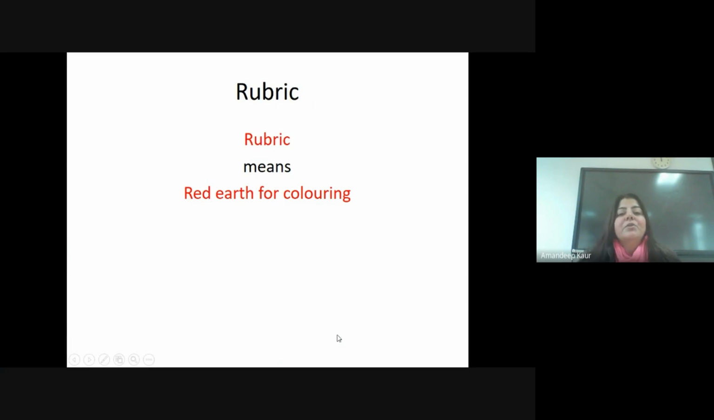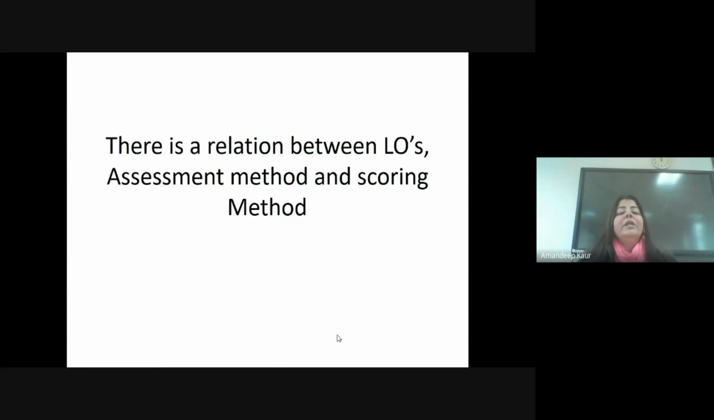When it comes to the design of the rubric, we first need to understand that there is a relation between the learning outcome, assessment method, and scoring method or evaluation method. Say for example, I have written one learning outcome for my subject, that my students are able to differentiate between the different types of food chains. So that is my learning objective.